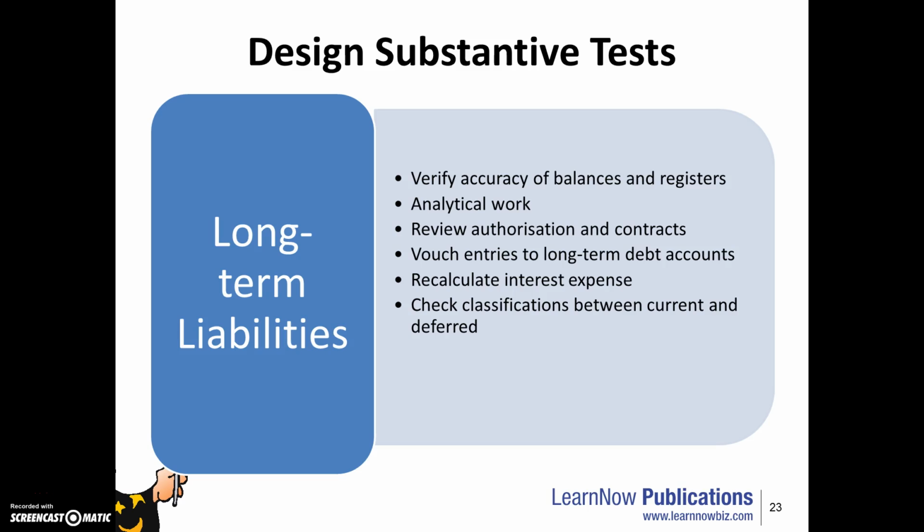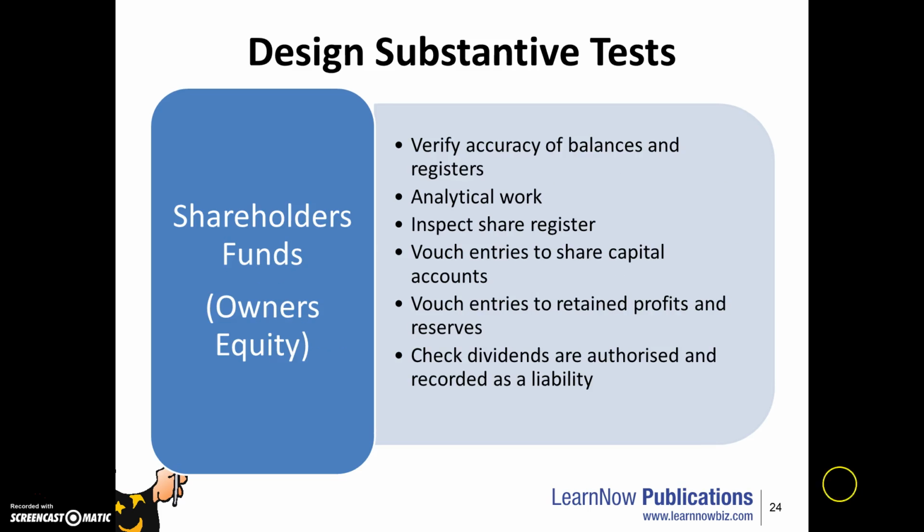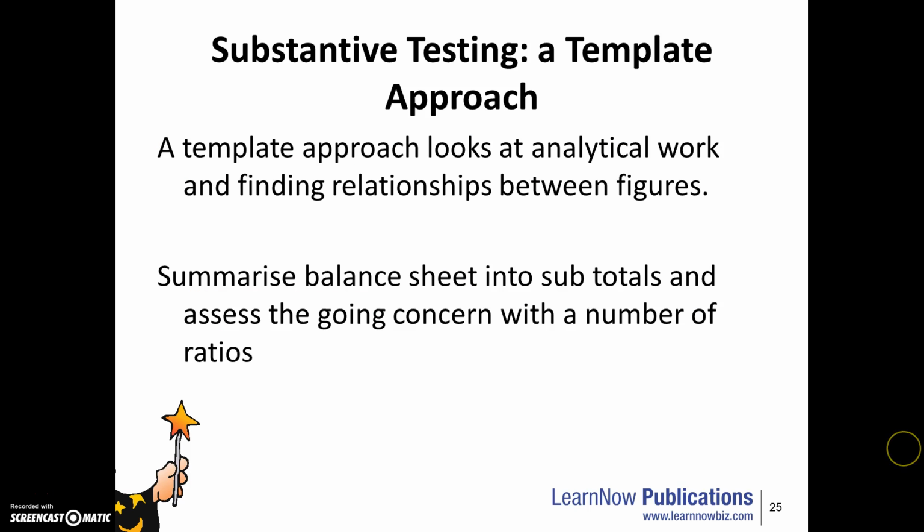Long-term liabilities. We'll verify the accuracy of balances. Analytical work, review authorization and contracts. We'll recalculate. And finally, shareholders' funds. We'll verify the accuracy of balances, analytical work, inspect the share register, vouch entries to share capital, retained profits and reserves. So as you can see, that was a detailed approach to what sort of substantive tests we would give for each of the previous subsystems.